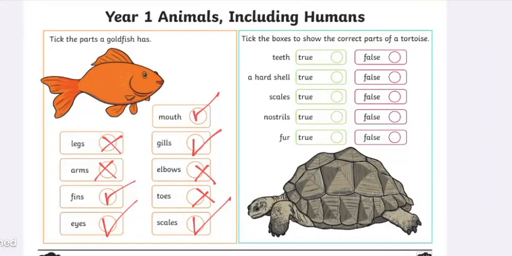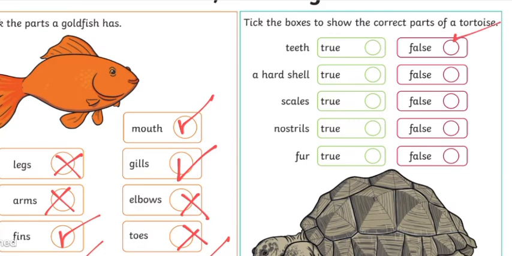Now the turtle. True or false? The turtle has teeth. True or false? Do you know that the turtle doesn't have teeth? Did you have a turtle before? No. Okay, if you open the mouth for the turtle, you don't find teeth. So it doesn't have teeth. But it has something sharp, but they are not teeth.